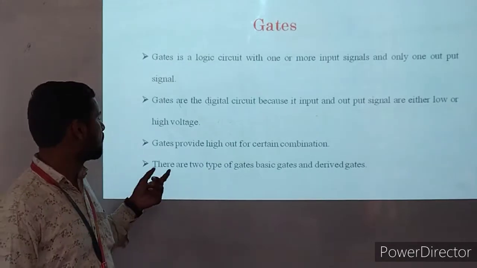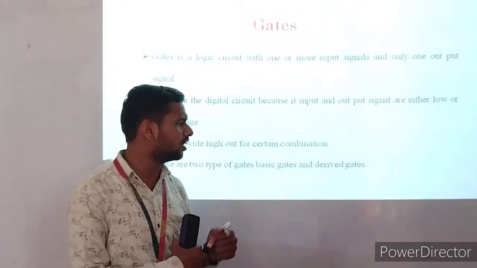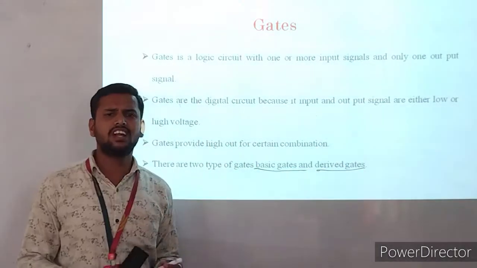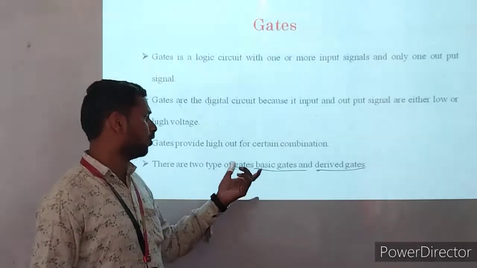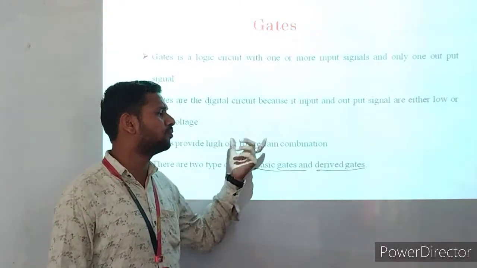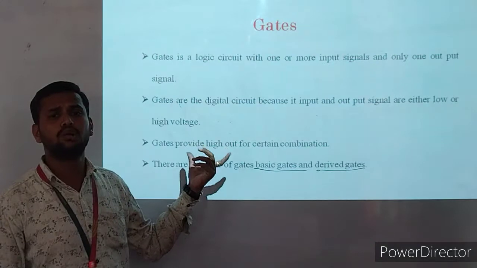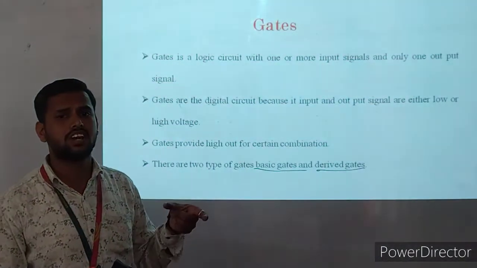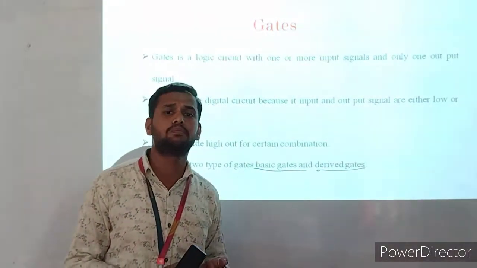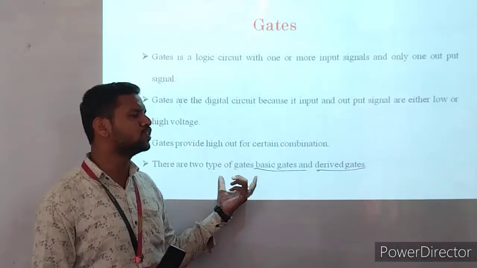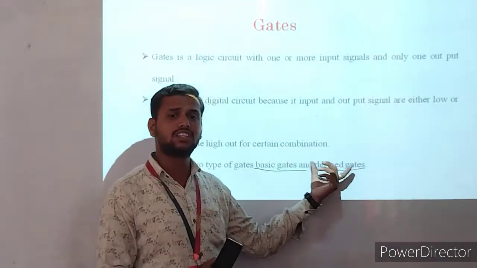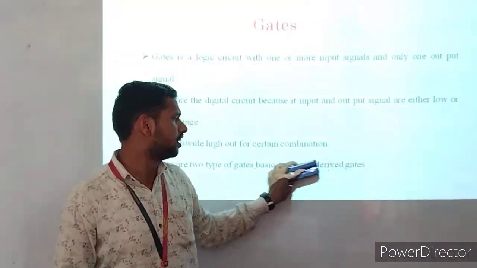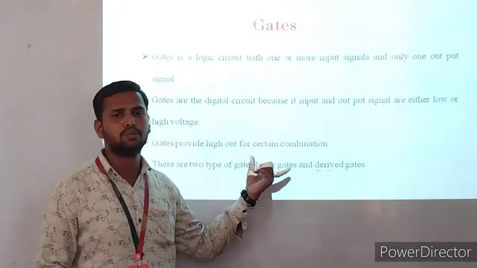Next, there are two types of logic gates. One is the basic gate, another is the derived gate. What is a basic gate? A basic gate is an original gate that is used for certain logic operations such as the ANDing operation, the ORing operation, and the NOTing function. And gates that are used for the construction of other gates are known as derived gates. Today we will discuss only the basic gates.